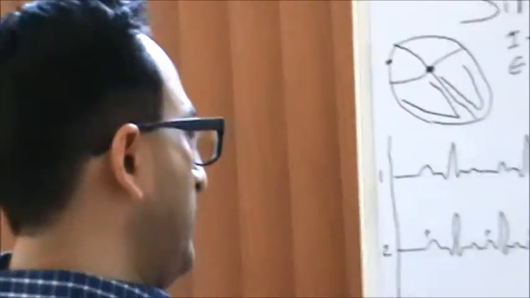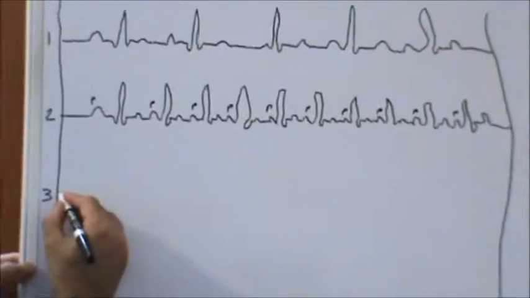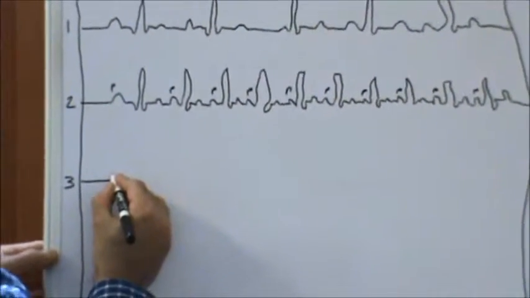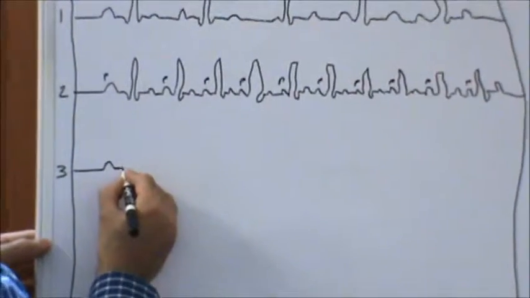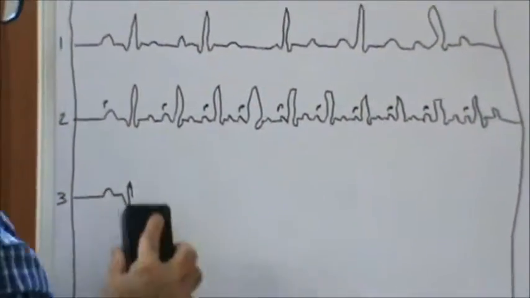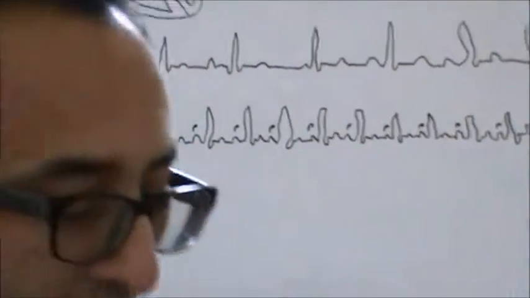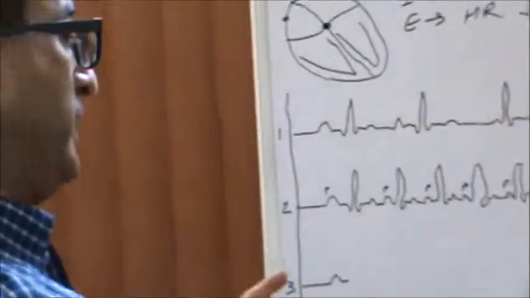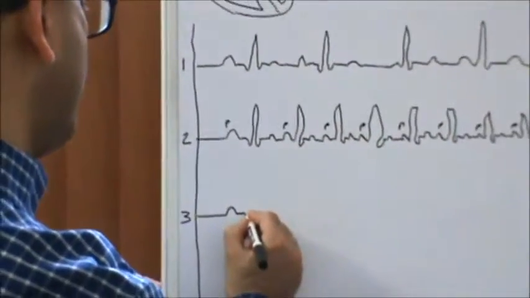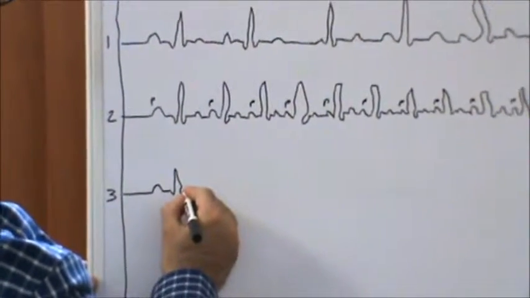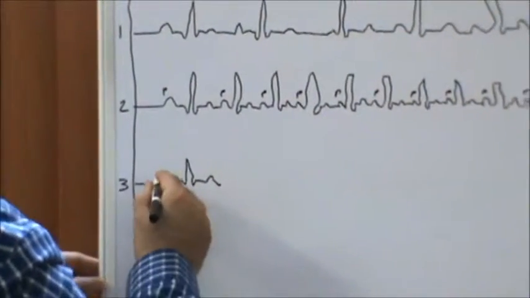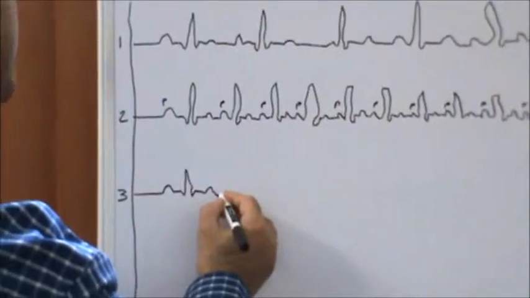Okay, so let's say this is our ECG tracing. I unintentionally ended up having a significant Q wave. So for those of you who follow this, they will understand. So this is our P, Q, R, S, T, and then what happens?